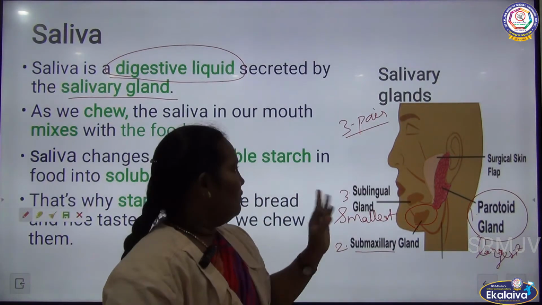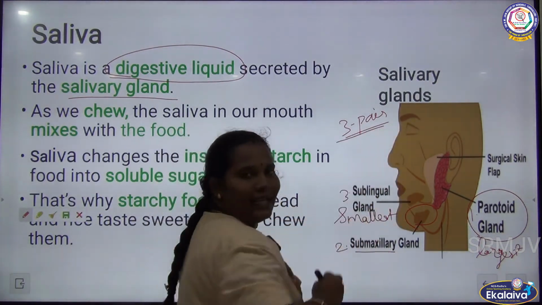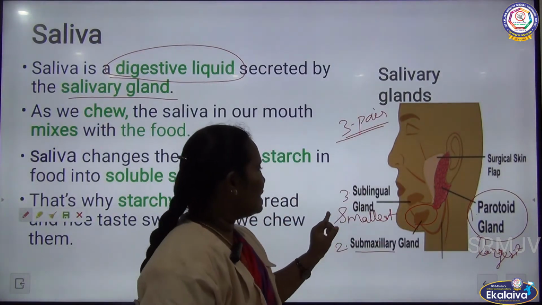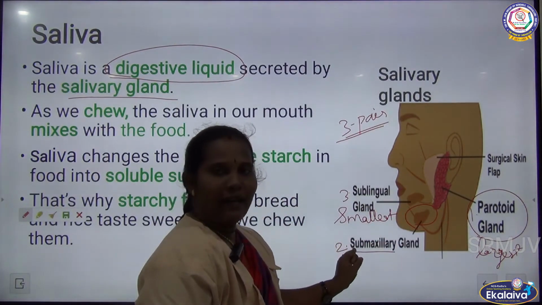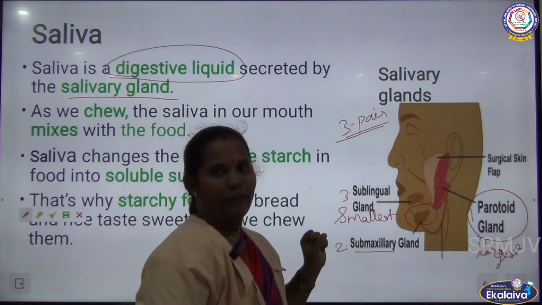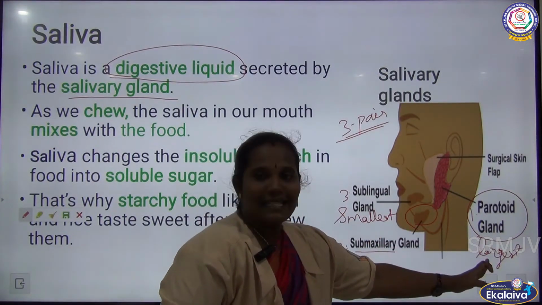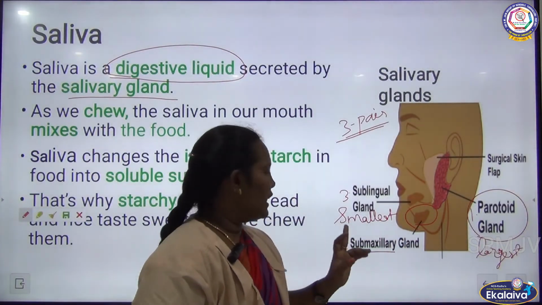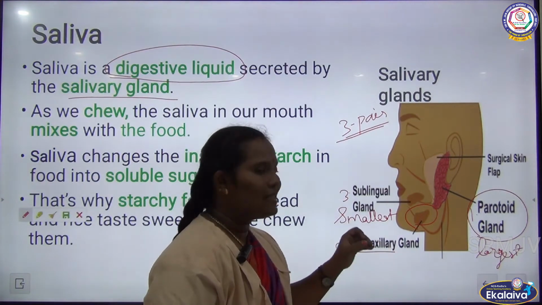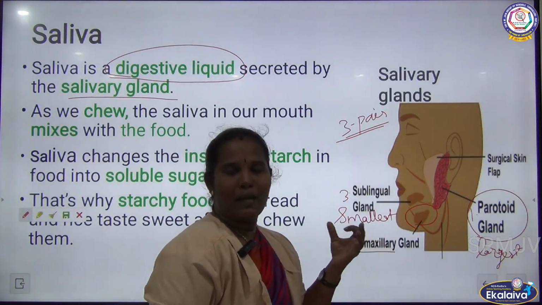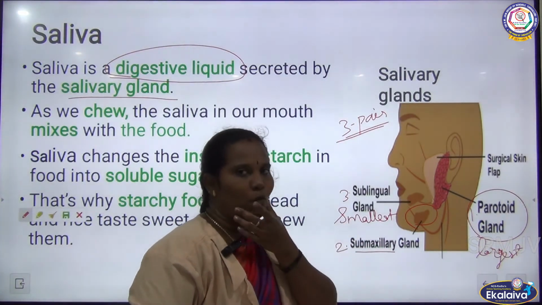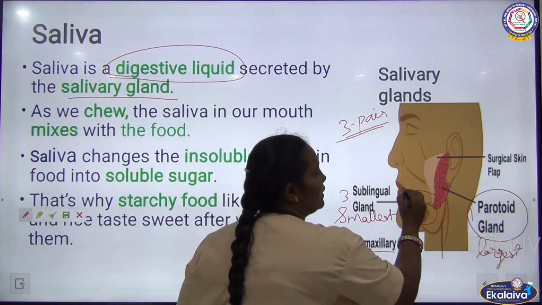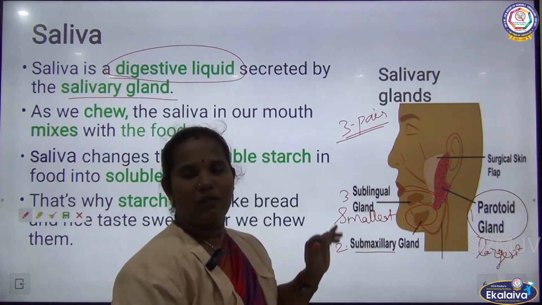Okay, see, we have three pairs of salivary glands in our mouth. One is the parotid gland, second one is the submaxillary gland, third one is the sublingual gland. The parotid gland is the largest gland in our body. It is present on each side of the cheek. Next one is the submaxillary, present in the submandible place, the movable jaw. And the third one lies under the tongue.